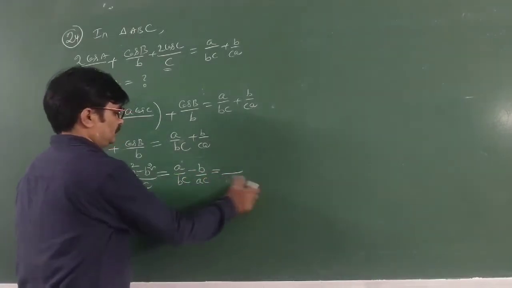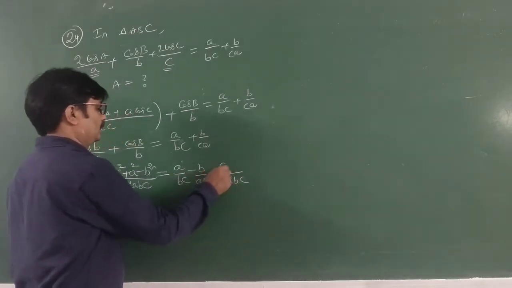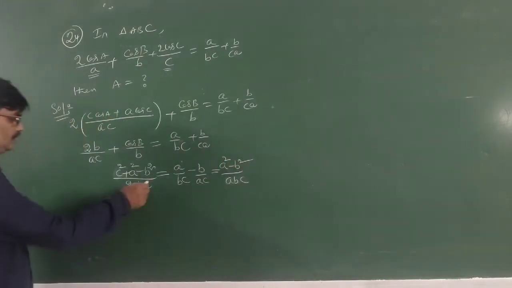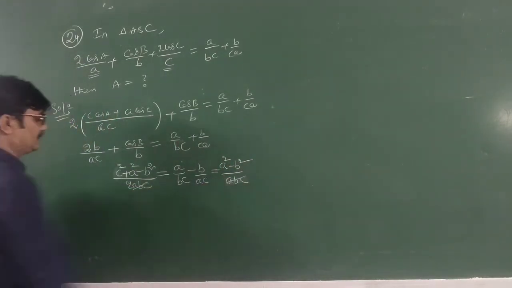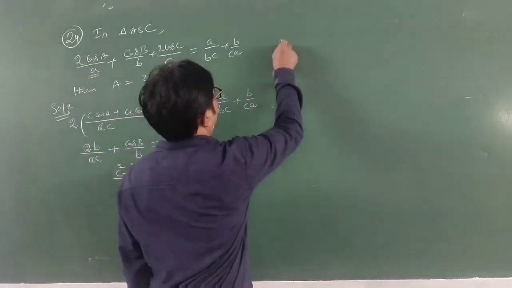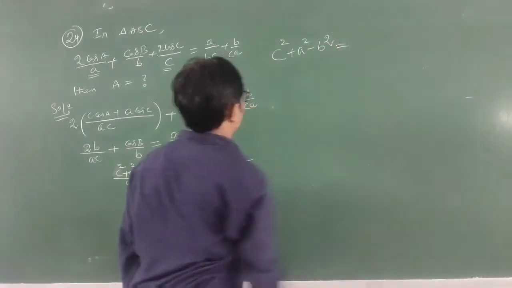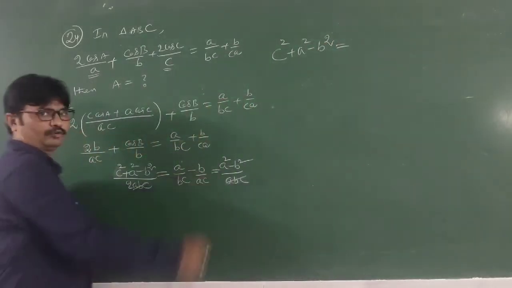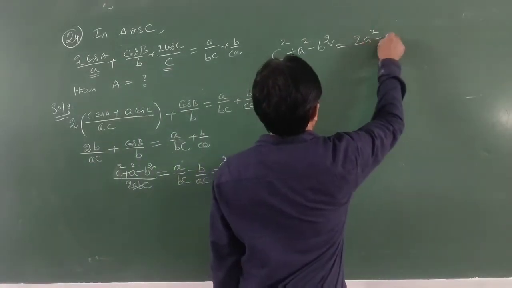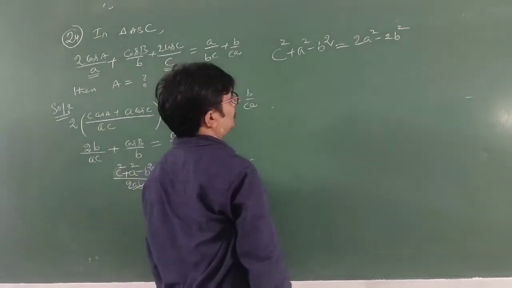ABC, BC cancel. A into A square minus B into B square. Now students, this is C square plus A square minus B square equal to 2 into A square, which is 2A square minus 2B square. So my dear students, what is there here?